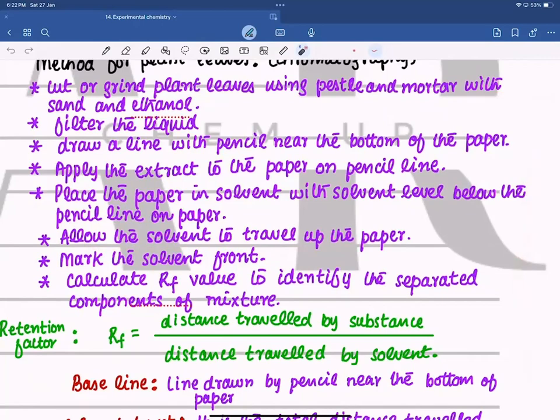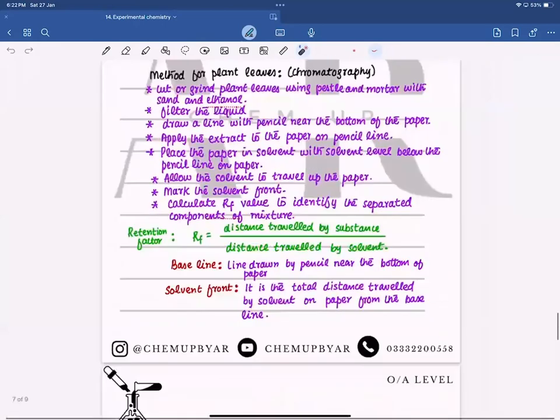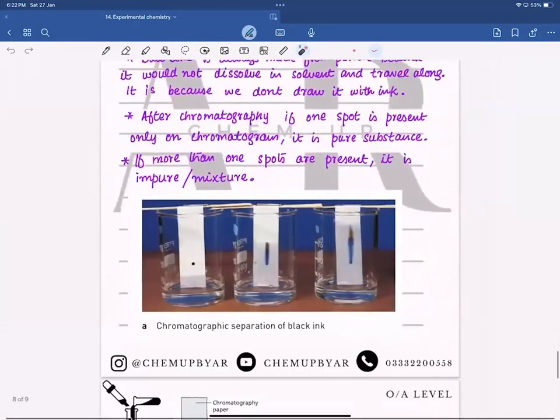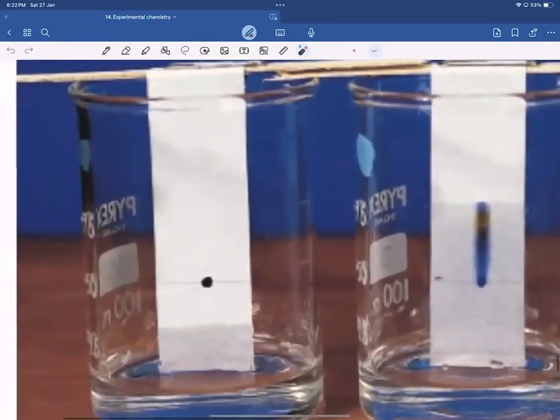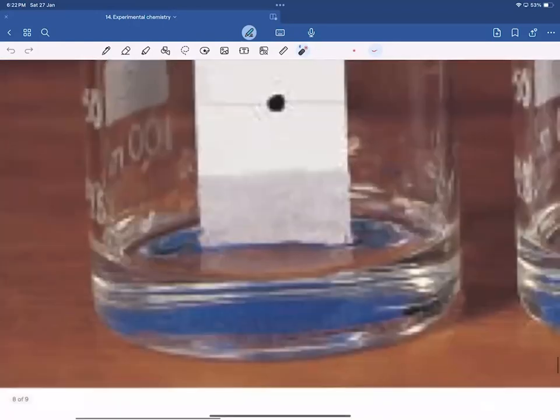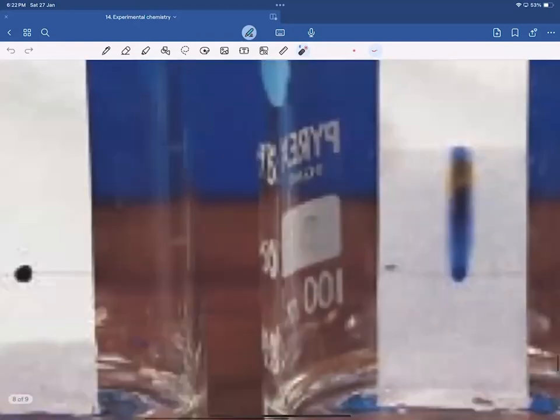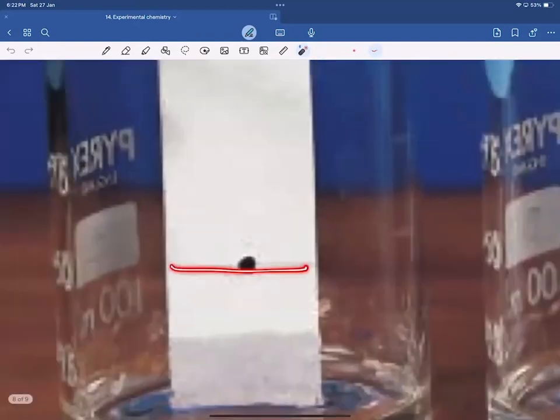And after that, we will calculate the RF value. I'm going to tell you about the RF value. First, look over here. See, it is the initial stage, right? Then after some time, you will observe it like this. No, this is the pencil, and this is some mixture which we want to separate into its components.